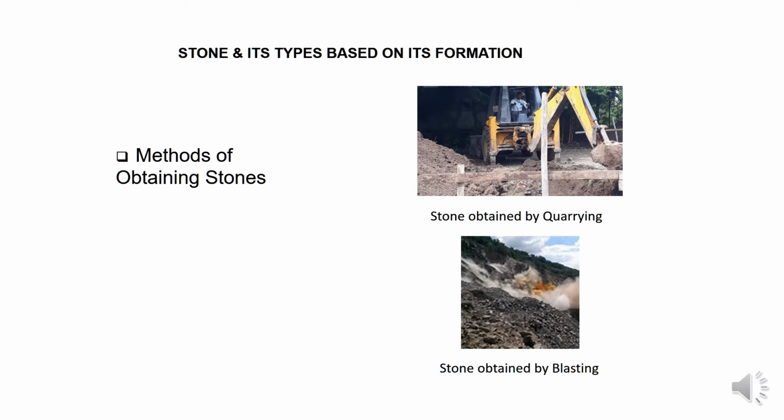Now, let's see all these things in detail. First, let us know about how this stone is formed. Stone is obtained by two methods, that is coring of stone and blasting of stone. In this image, we can understand how this stone is obtained by coring method, and in this image, we can understand how this stone is obtained by blasting method.